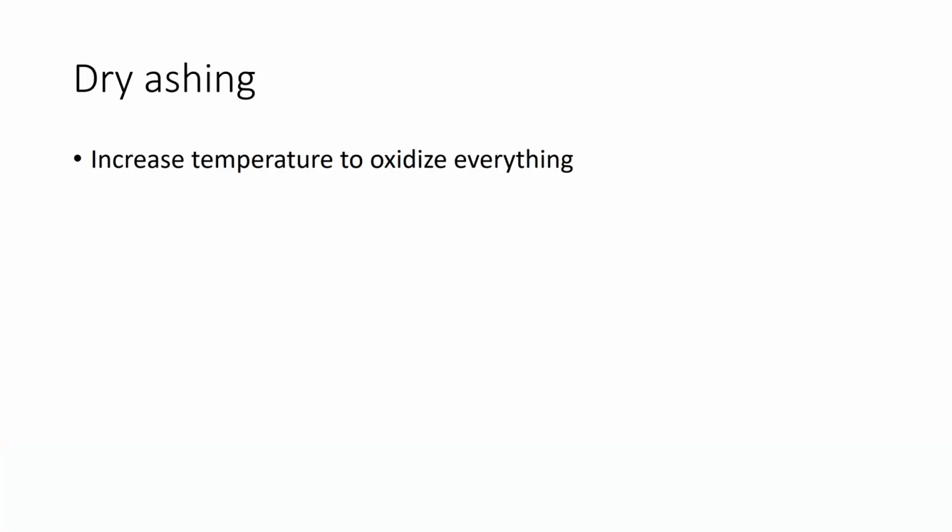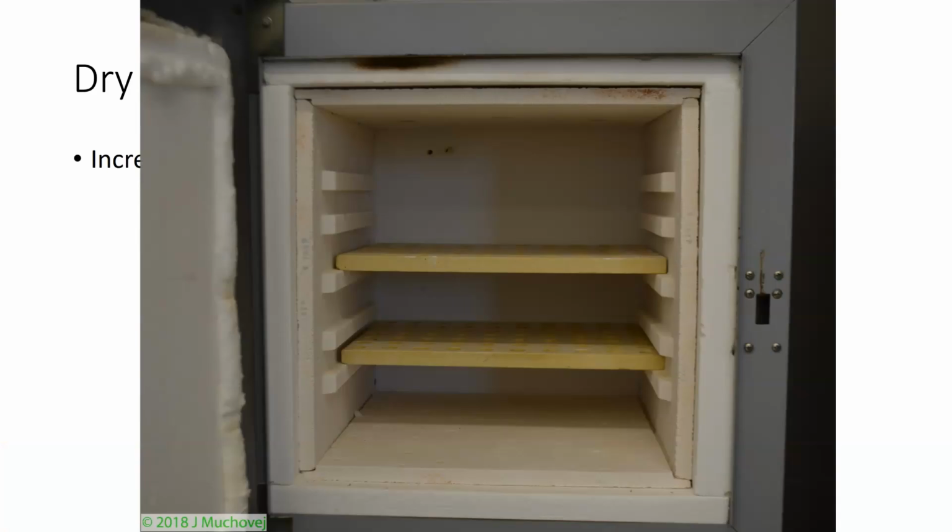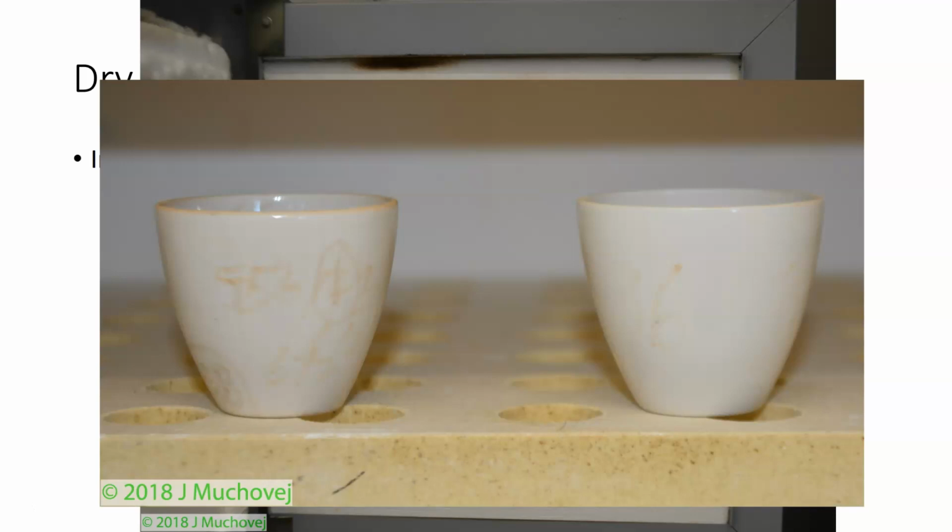Dry ashing uses an increased temperature to oxidize everything. We take it, we put it into an oven. This oven will reach about 1,000 degrees. You can melt gold in here. It gets to be very hot. We place the sample inside of little crucibles. These will get red hot and it will cause everything to vaporize with the exception of the metals. What you've got left over can be analyzed.